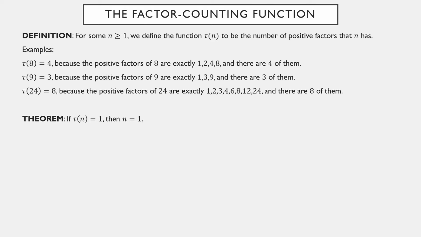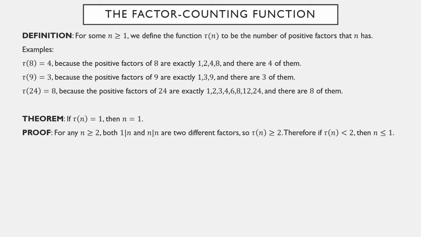And the first theorem we'll prove about it is that if tau of n is 1, then n is 1. In other words, the only number for which tau of n is equal to 1 is 1 itself. Well, for any n that's 2 or larger, 1 is a factor of any number, and any number is a factor of itself. So if n is 2 or larger, then 1 and n are different factors of n, so tau of n is at least as large as 2. So the only possibility to have tau of n be smaller than 2 is for n to not be as large as 2. In other words, n has to be less than or equal to 1.